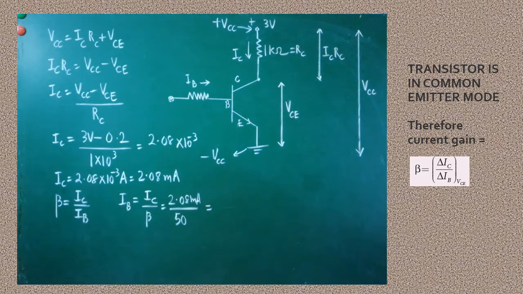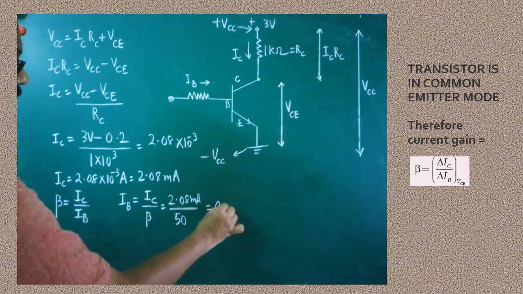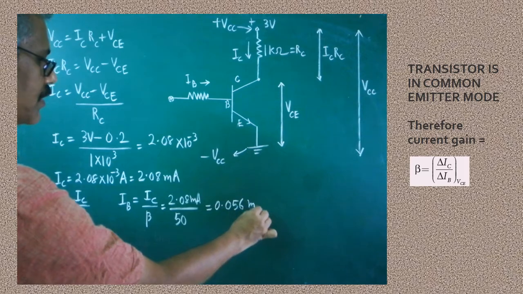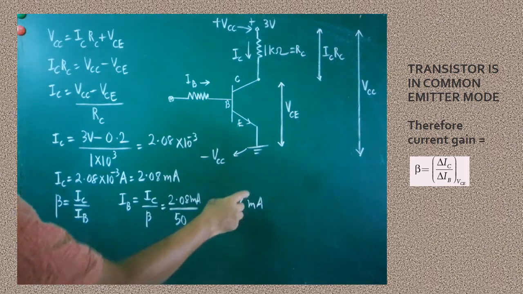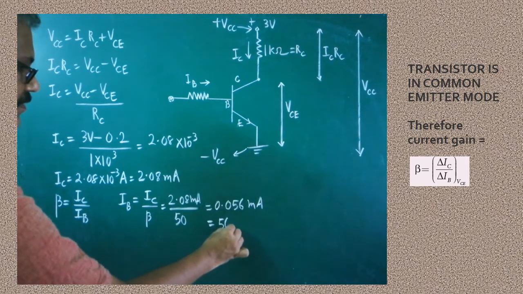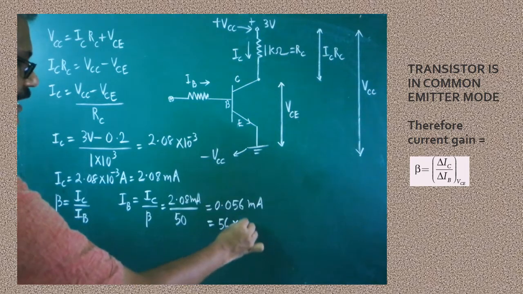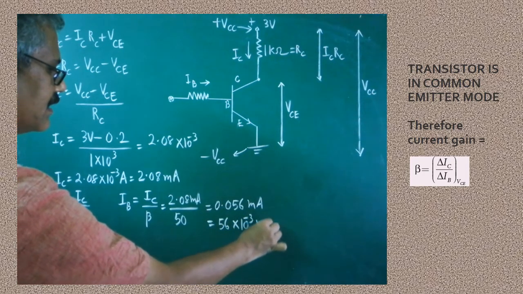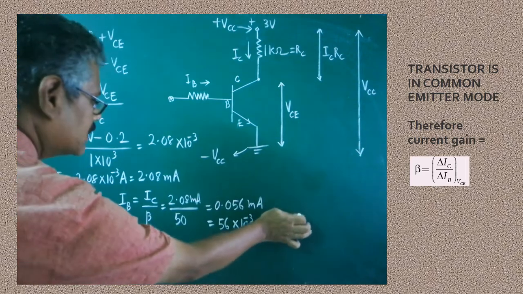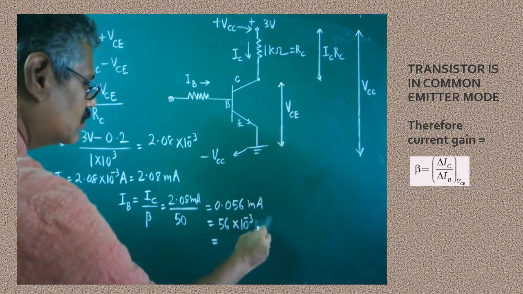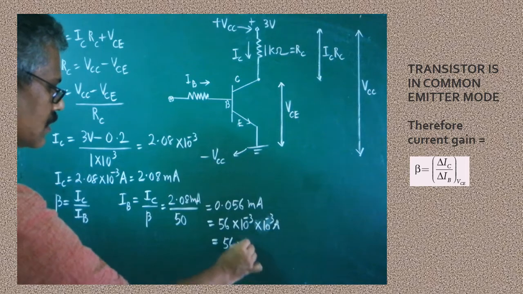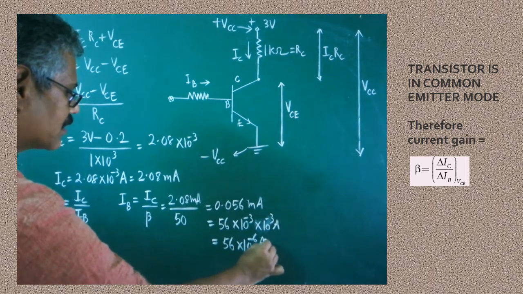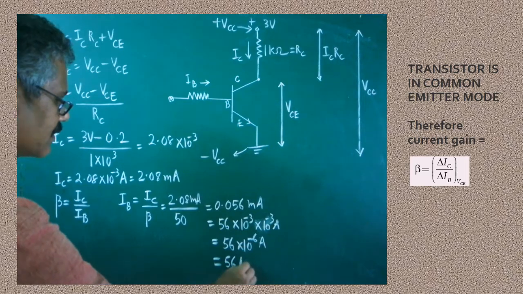2.8 divided by 50. Its value is 0.056. 0.056 milliampere. How can this milliampere be converted into microampere? This decimal point is to be shifted here. After shifting 3 digits, 56 can be written, and because of shifting you will get 10 to the power of minus 3. Already it is in milliampere. Are you clear? So this milliampere can be converted into 10 to the power of minus 3 ampere. So finally you will be getting 56 into 10 to the power of minus 6 ampere. So the final answer will be 56 microampere.